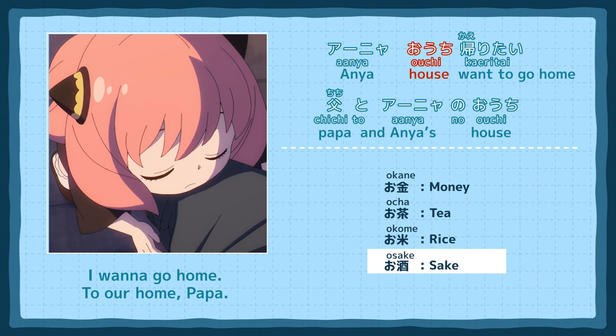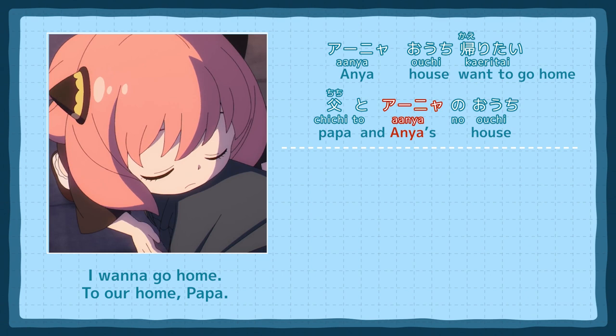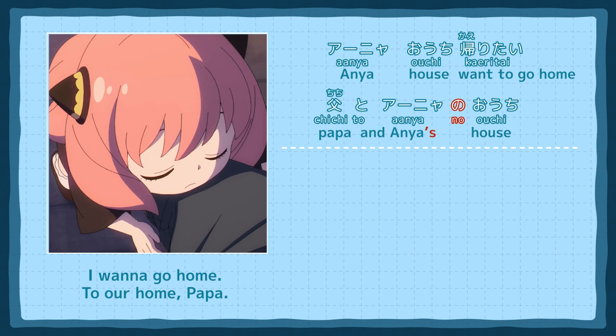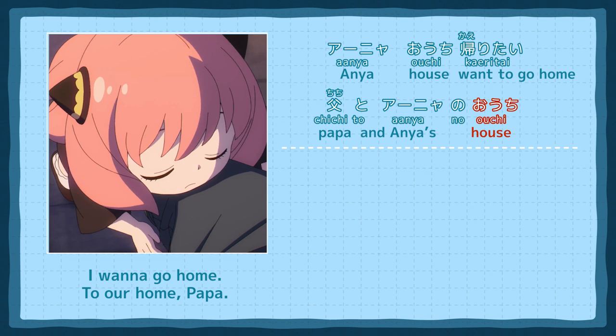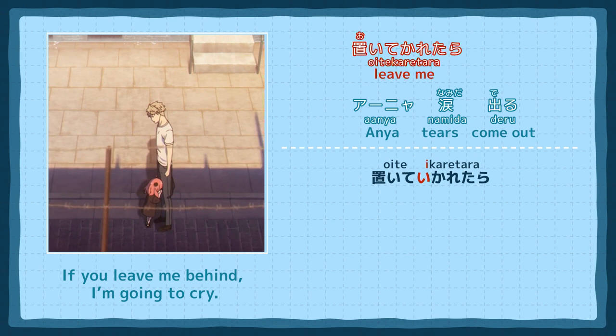Chichi is father. To is the particle to connect words. In this case, father and Anya. No is a particle to qualify the second word by the first word, father and Anya. This word is qualifying the next word, the house. 置いてかれたらアニャ涙出る。 置いてかれたら。Actually, the correct word is 置いて行かれたら。Let me break this word down.